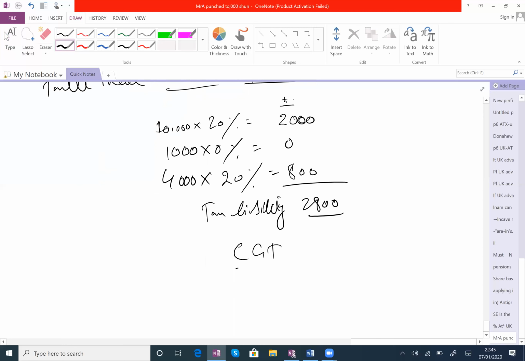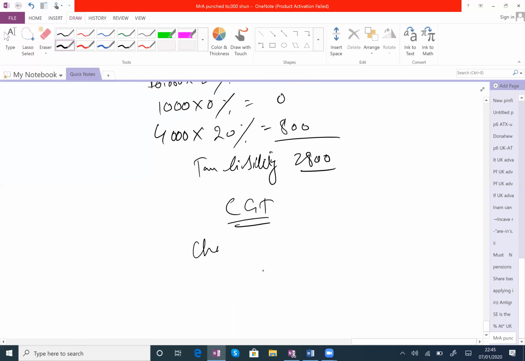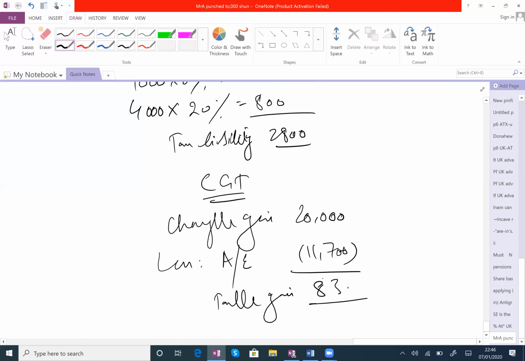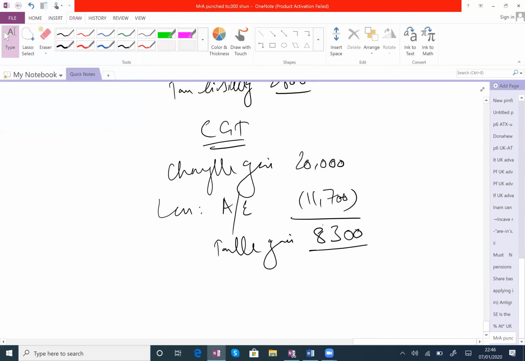Now CGT will apply on the gains. In the question, chargeable gains are 20,000. Firstly we have to deduct the annual exemption, which is 11,700, and then the taxable gain arises. How much? 8,300. Now we will apply the CGT rate on the 8,300 gain.